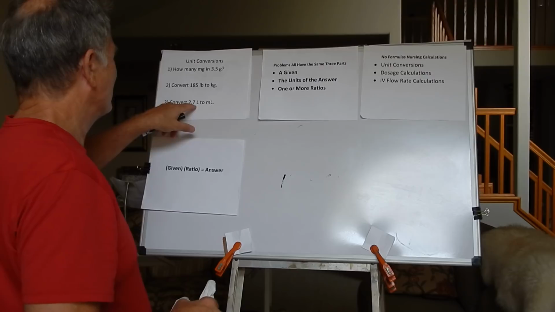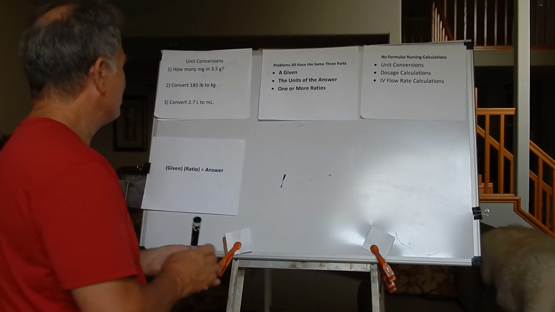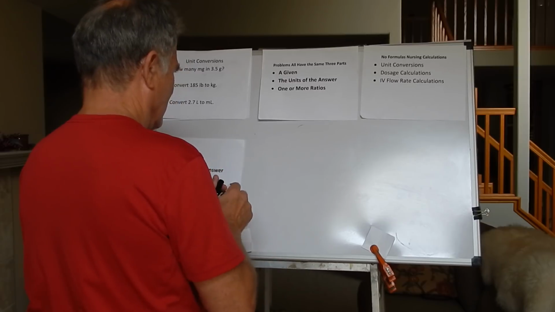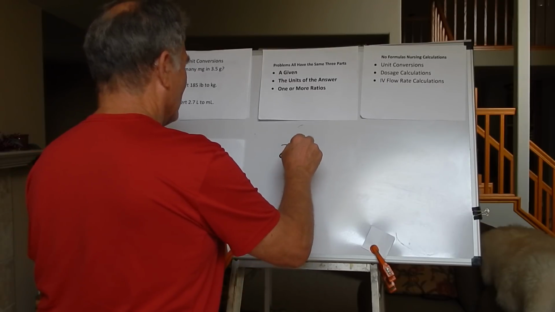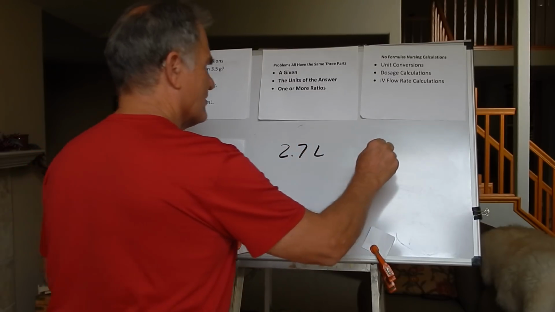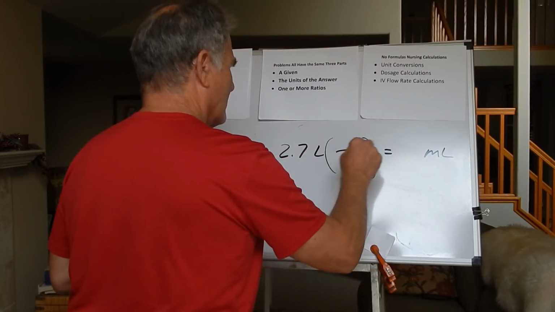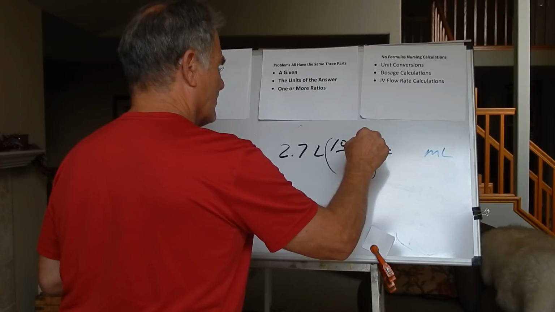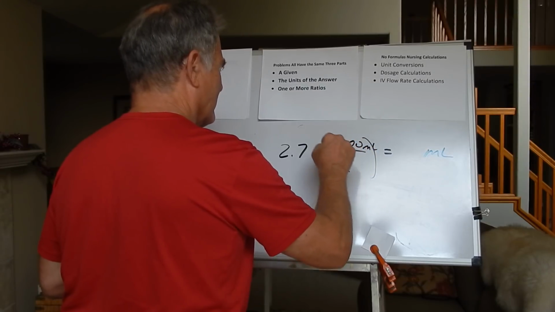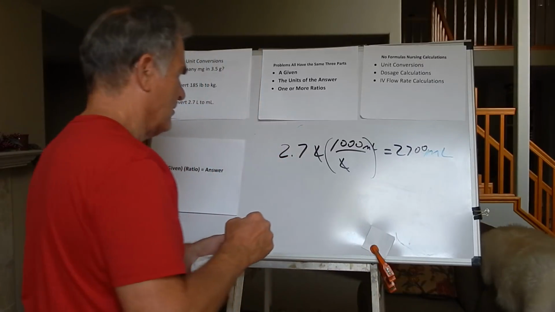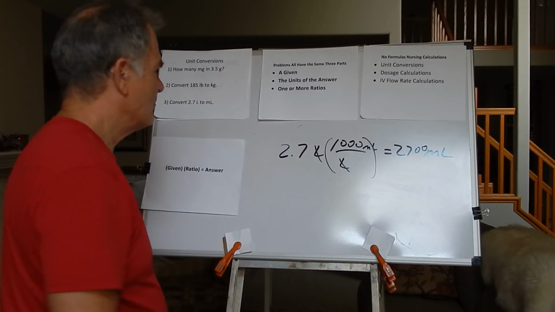Convert 2.7 liters to mLs. The given is 2.7 liters, and you want mL. There are 1,000 mL per liter, which gives you 2,700 mL. Pretty simple.